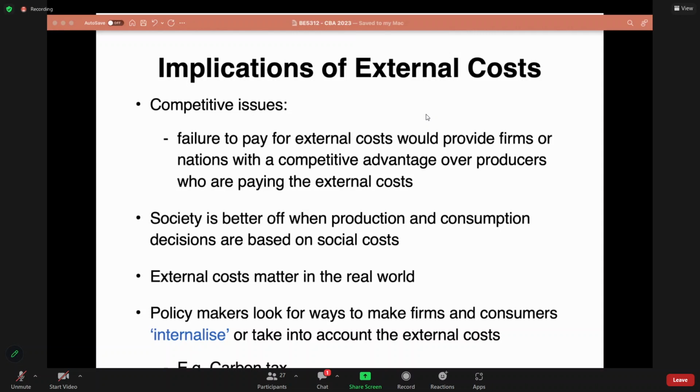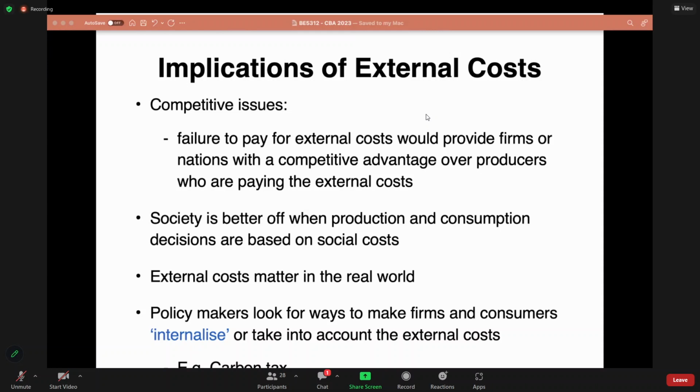So if our production and consumption decisions are based on these social costs and benefits, then society as a whole would be better off. Because these external costs actually matter in the real world. Governments nowadays try to actually make us take these things into consideration.